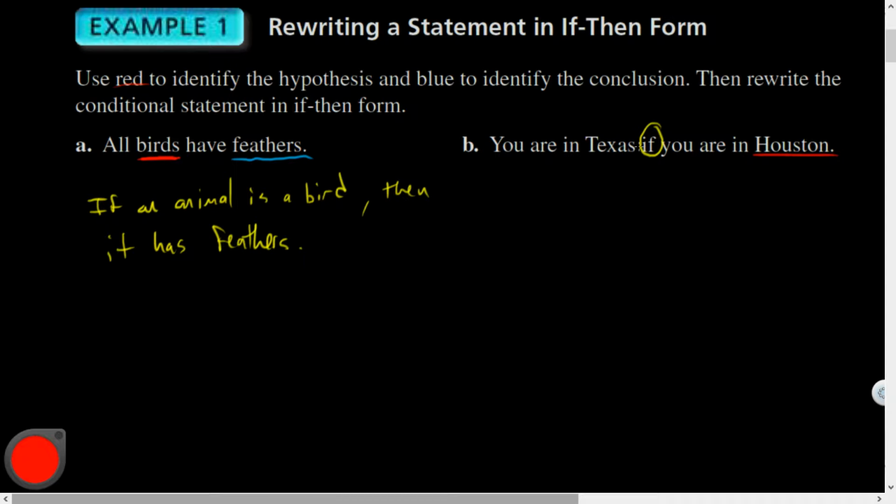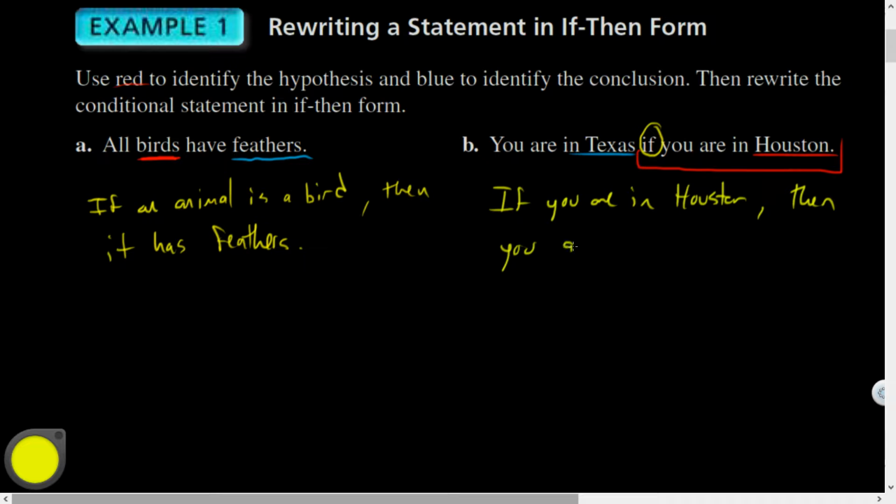Notice this was rearranged. The hypothesis showed up at the end, and the conclusion was written at the beginning. So if I want to write this in if-then form, I would say, if you are in Houston, then you are in Texas. Why can't we just get back to the math where we're not writing sentences? Okay, so that would be a counterexample.